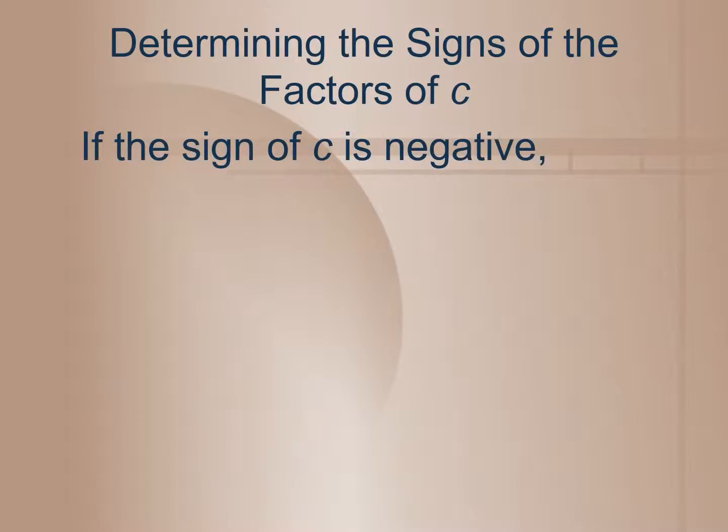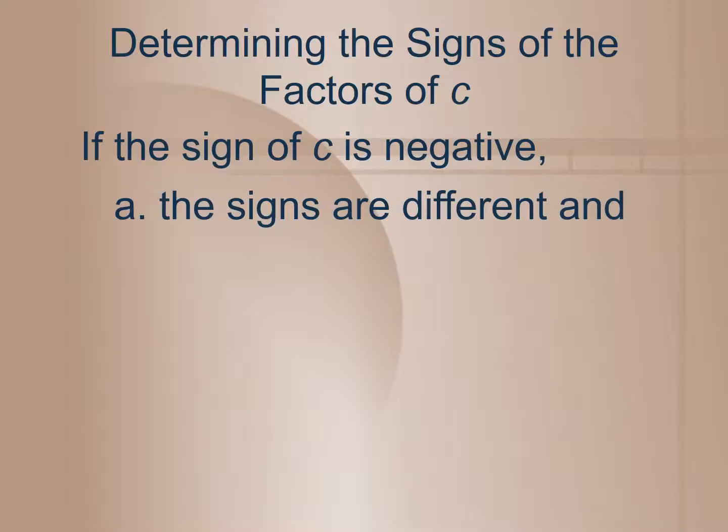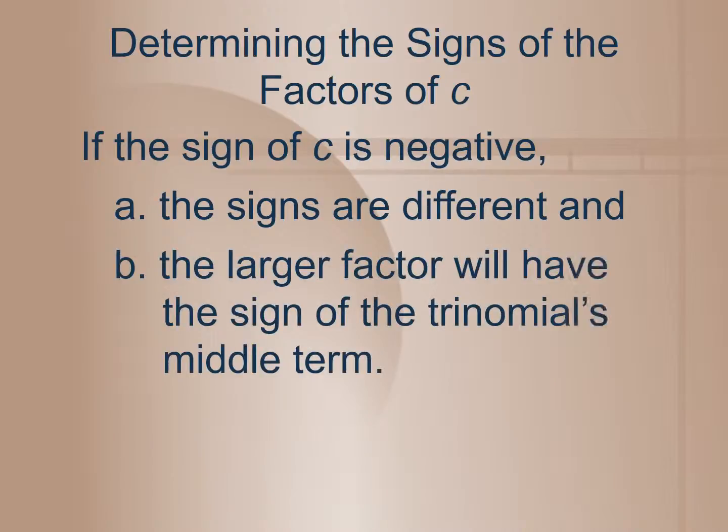If the sign of C is negative, then the signs will be different and the larger factor will have the sign of the trinomial's middle term. Let's look at an example of how we can use that. Let's look at x squared plus x minus 72.